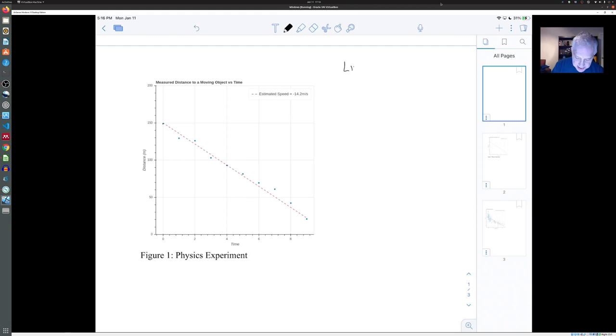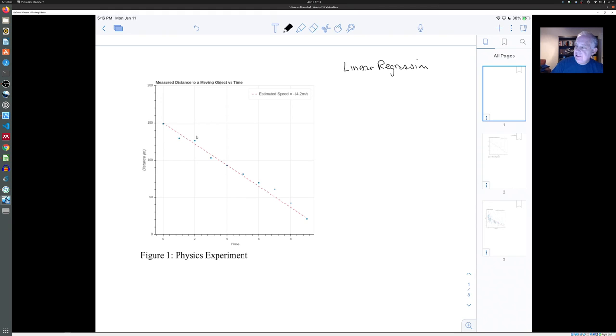We do an experiment or collect data in some other setting where we have something that we consider an independent variable and something that we consider a dependent variable, and we imagine or have reason to believe that there's a linear relationship between the dependent and independent variable. So in this example, we've done a physics experiment and we've measured the distance from where we are to a moving object.